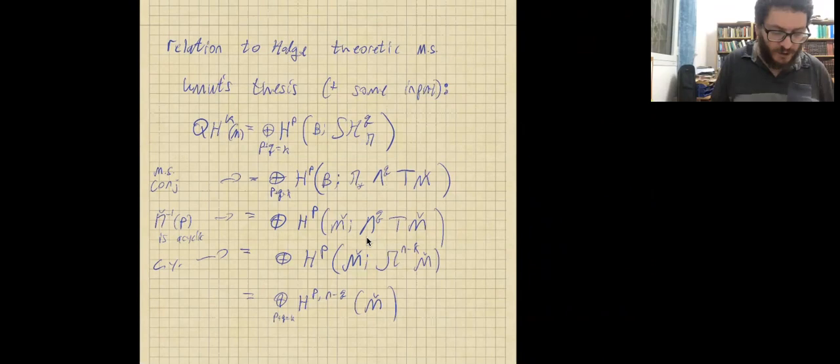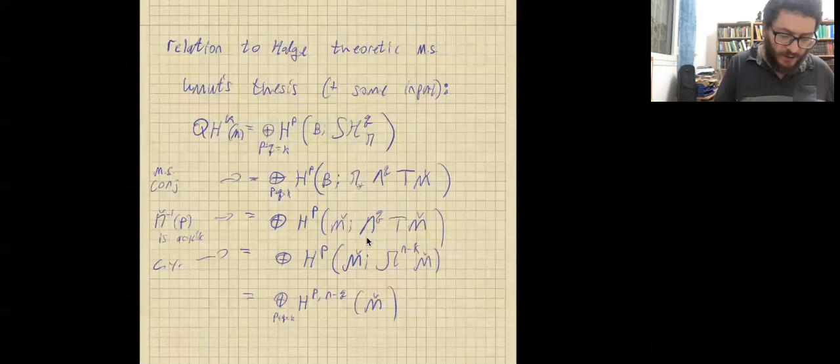If you take Umut's thesis, maybe I should have written a link, but whatever. Umut has a paper on the Mayer-Vietoris sequence. And if you add a little bit of additional input, then you have an equation which says that the kth quantum cohomology is obtained by taking the direct sum over Čech cohomologies of this symplectic cohomology sheaf.